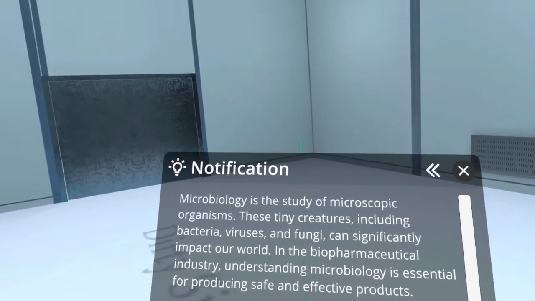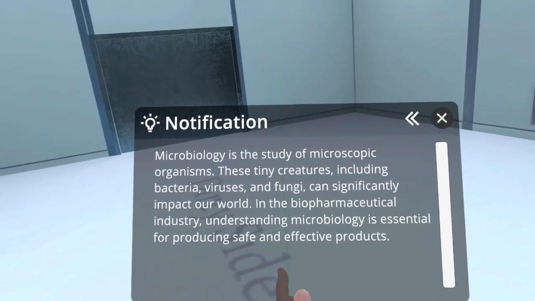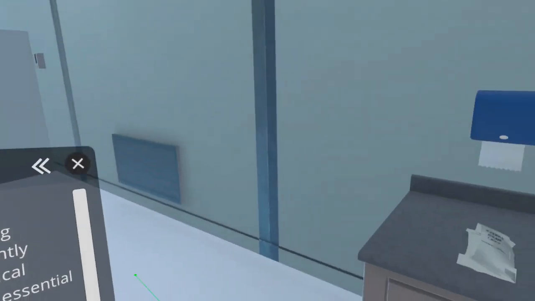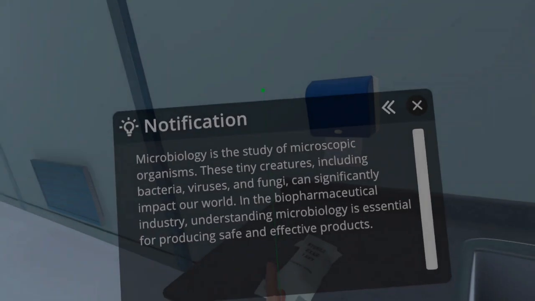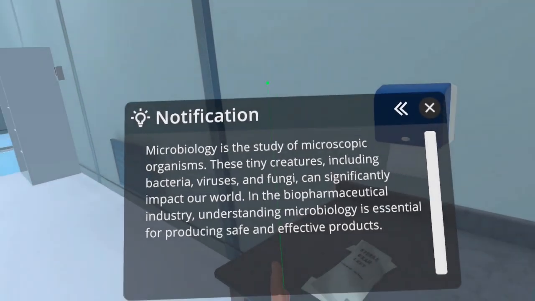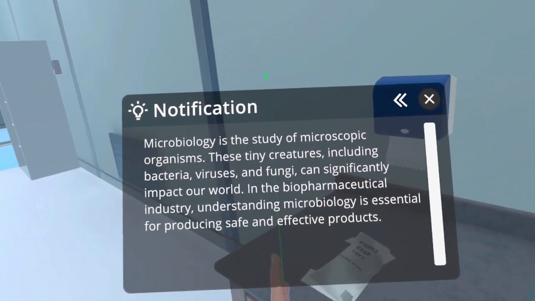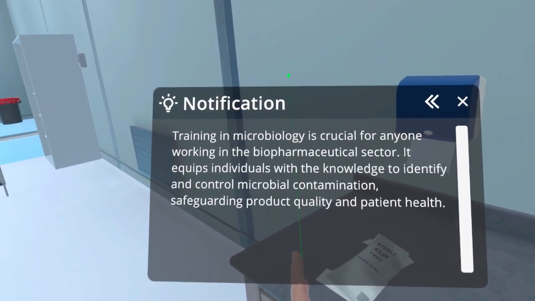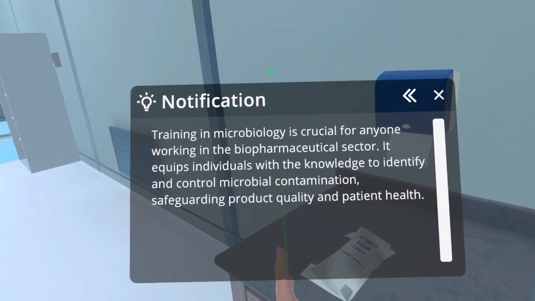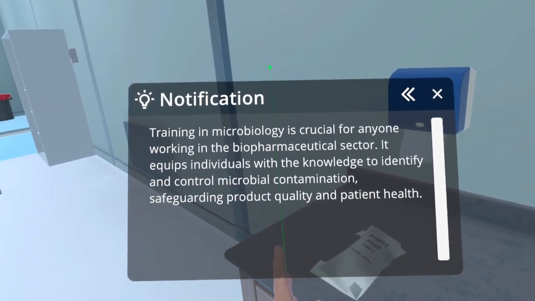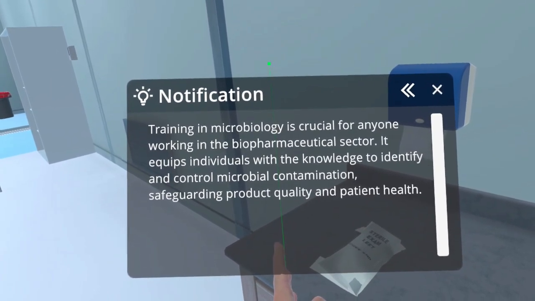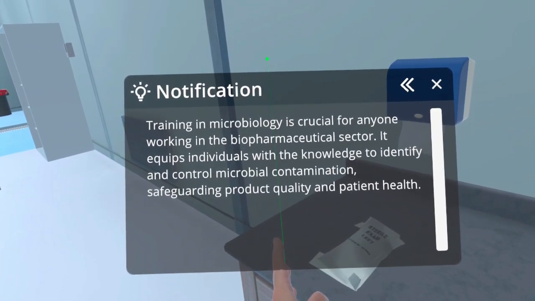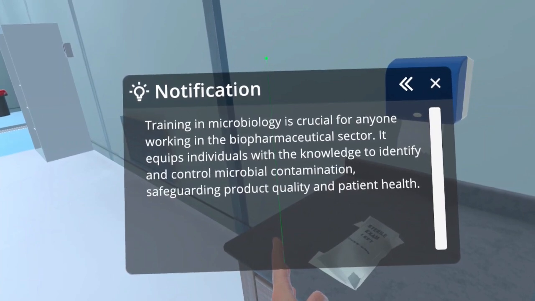Microbiology is the study of microscopic organisms. These tiny creatures, including bacteria, viruses, and fungi, can significantly impact our world. In the biopharmaceutical industry, understanding microbiology is essential for producing safe and effective products. Training in microbiology is crucial for anyone working in the biopharmaceutical sector. It equips individuals with the knowledge to identify and control microbial contamination, safeguarding product quality and patient health.